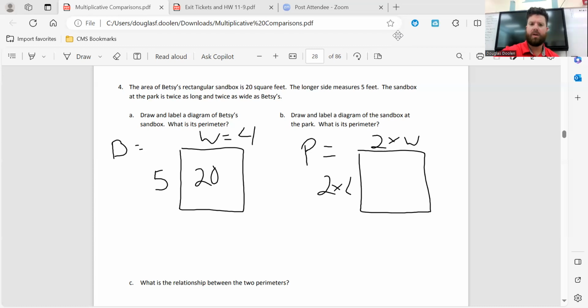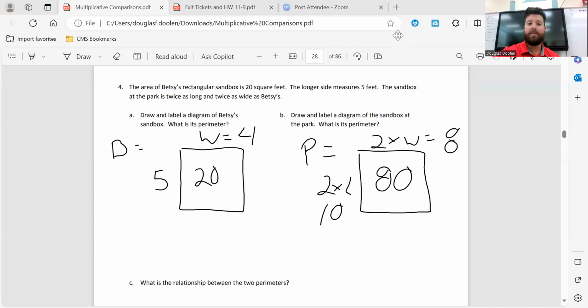Well, let's do the park. Well, what's 2 times W if W is 4? That's 8. What's 2 times L if L is 5? That's 10. And if we're filling it in, what's the area of our park here? 10 times 8 is 80. Done. Everything is filled in now. Now we got to go back to A and B, though.